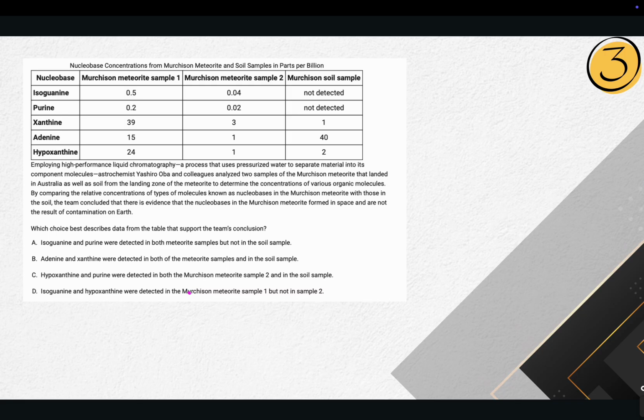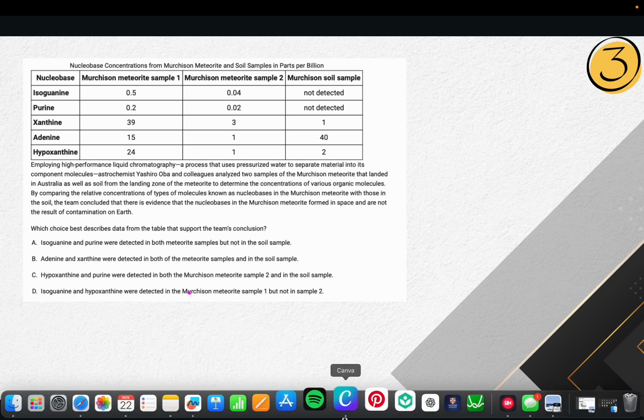Sorry guys, I don't know what's happened over here. Okay. Isoguanine and purine were detected in both meteorite samples but not in the soil sample. Yes, they are significantly detected in the meteorite samples, but not detected in the soil, so it's correct.